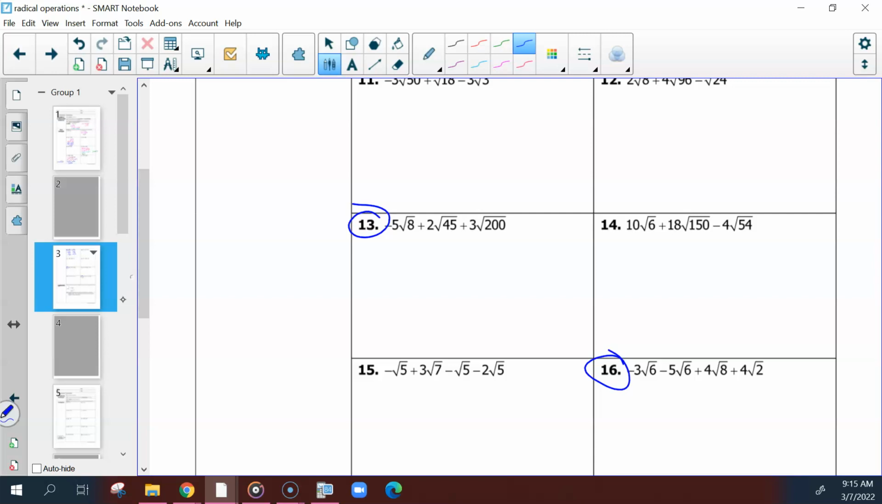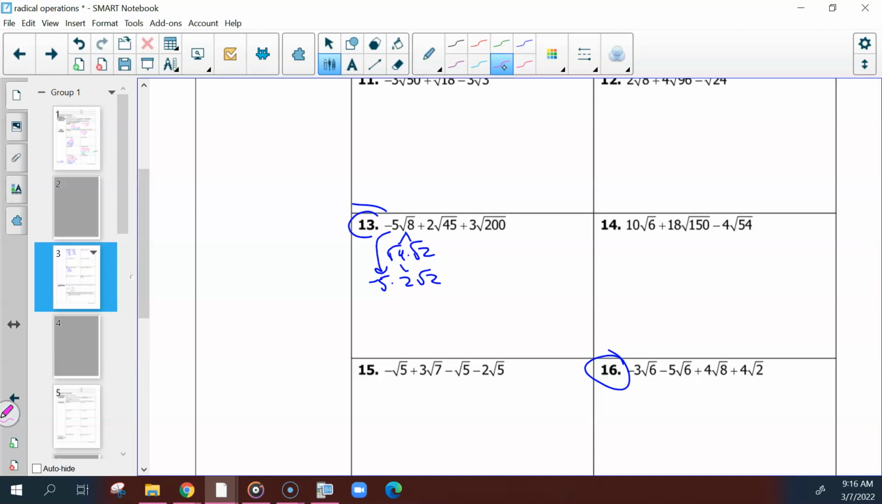We need to see what can be simplified and what cannot. Is 8 prime? Yes. So we can definitely simplify it. Highest perfect square that we can divide 8 by? 4. And 2. Square root of 4 is 2. And we're going to bring down this negative 5. You can multiply as you're going through. I'm just going to do that all at the end.